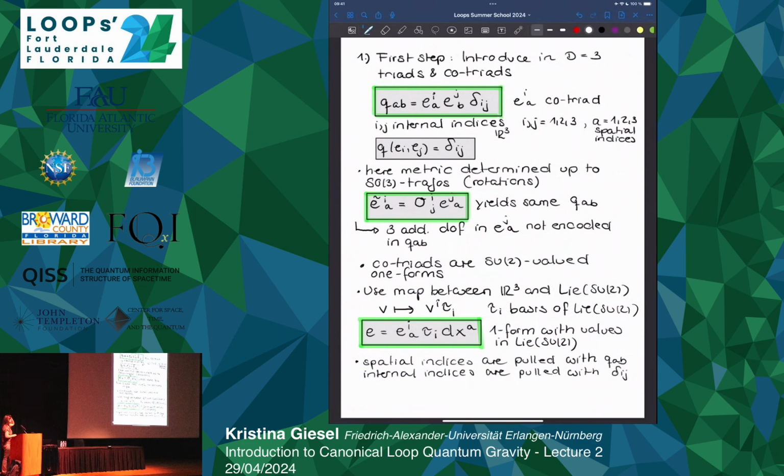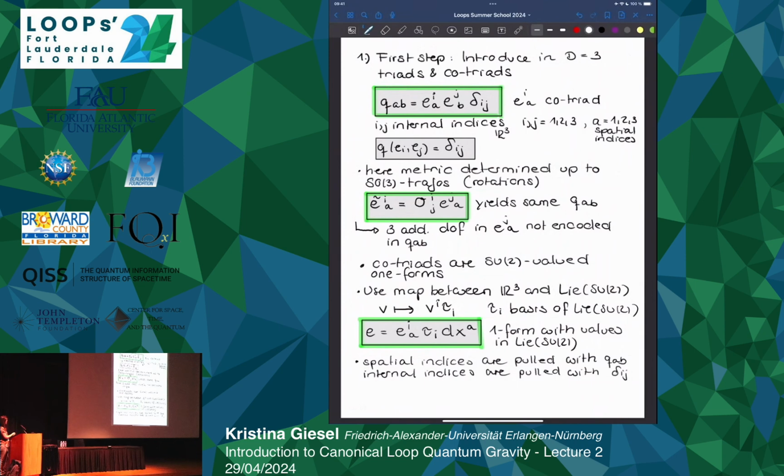Okay, so the first step is, as we just discussed for tetrads, we rewrite our three-dimensional metric in terms of triads, which I denote as e^a_i and e^j_k here. In a similar way, we don't have the Minkowski metric here. This is just the Kronecker delta. And as before, the metric is written in terms of the co-triads, the inverse metric in terms of the triads.